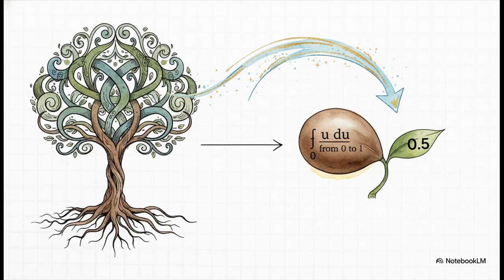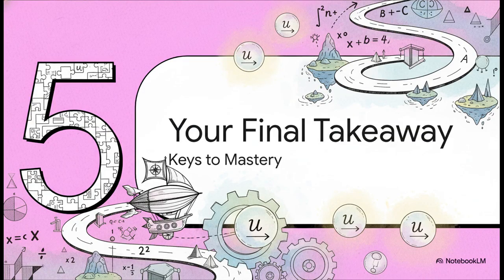And just like that, our logarithmic beast transforms into literally one of the simplest integrals you can imagine, just the integral of u from 0 to 1. The solution is immediately obvious. It's 1/2, 0.5, done. So, we've journeyed through polynomials, trig functions, and logs.